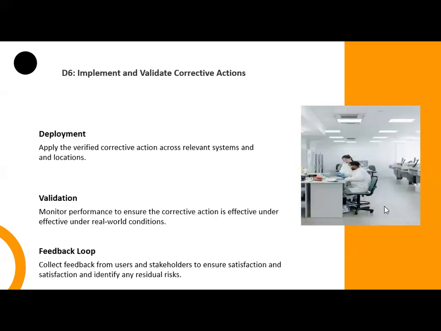D6 is about implementing and validating those corrective actions. So it's time to act. We roll out the selected corrective actions across the relevant areas, whether it is production, software, or the process, and we monitor closely with control charts or KPIs to ensure it's actually working under real world conditions.